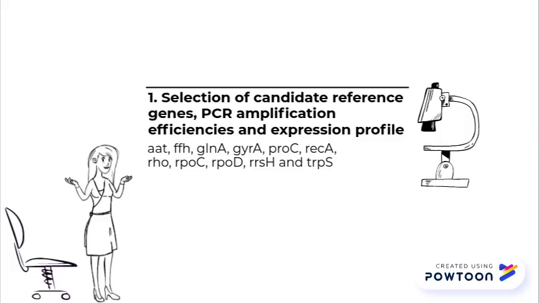So in the selection of the candidate reference genes, in the first mechanism of this study, 11 reference genes were selected and evaluated as potential candidate reference genes for RT-qPCR analysis in K pneumonia.